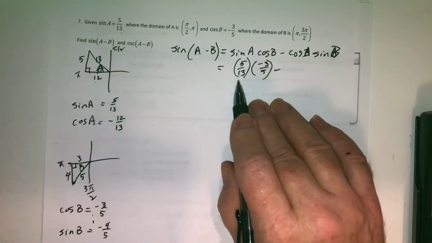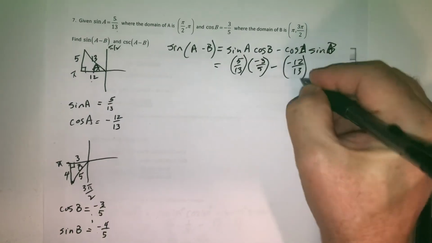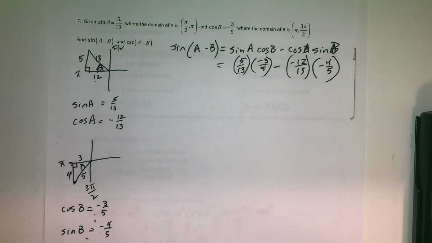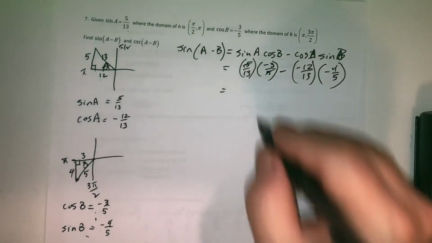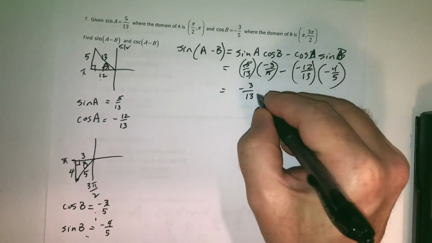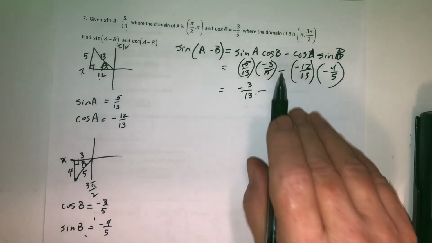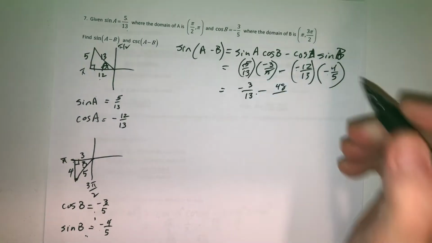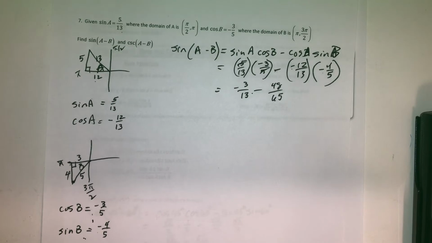So 5/13 times negative 3/5, okay, minus the cosine of alpha, which is negative 12/13, times the sine of beta, which is negative 4/5. Okay, now let's do these two products before we subtract them. All right, those two 5's cancel, so that's negative 3/13 minus, let's see, I don't see anything canceling over there, so we're just going to take a negative times a negative, which is a positive. Then 12 times 4 is 48, and 5 times 13 is 65. Okay, so there are your products, all right?